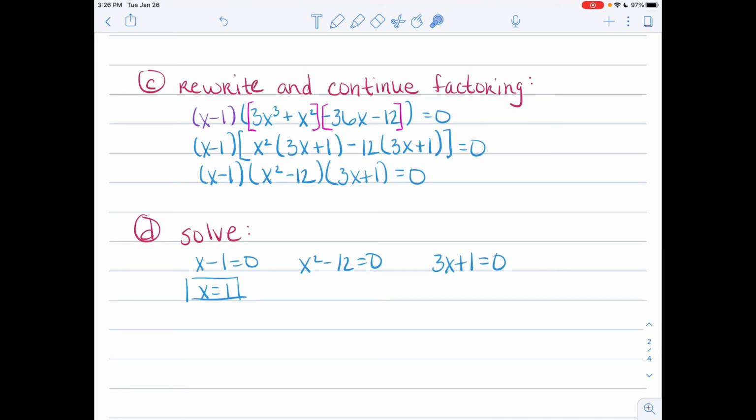X squared minus 12 equals 0. For this one, we still have an x squared that we need to deal with. I notice that I don't have a middle term though. I have an ax squared and I have a c, but no bx term in the middle. So that leads me to using the square roots method that we learned last 6 weeks.